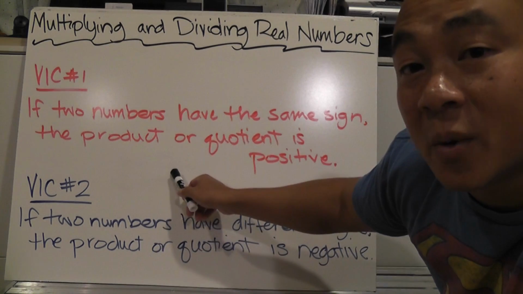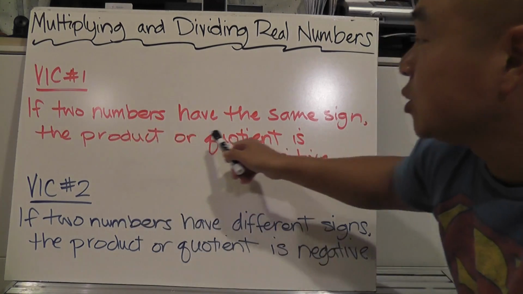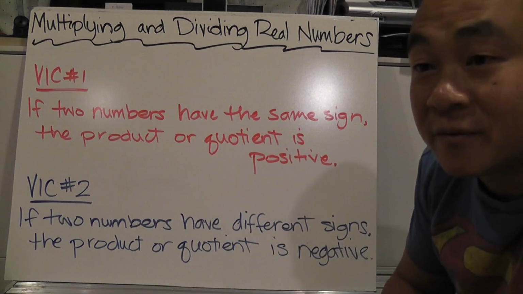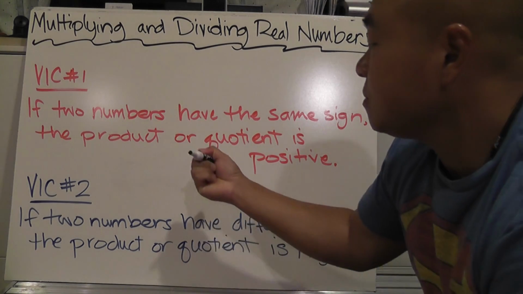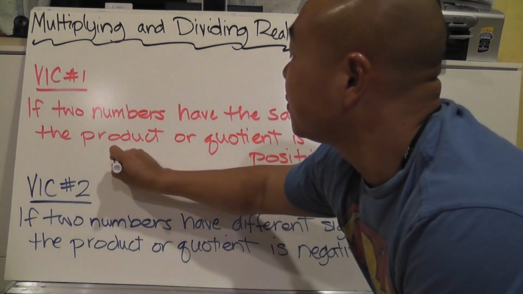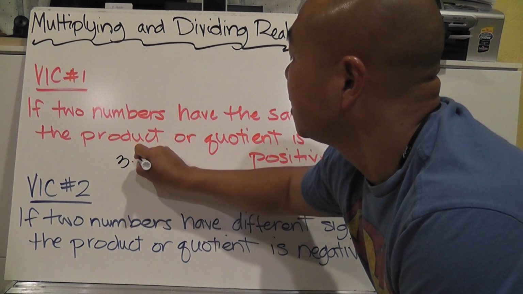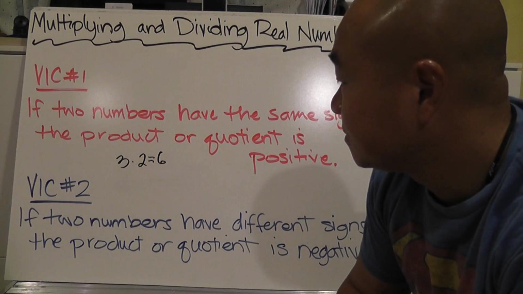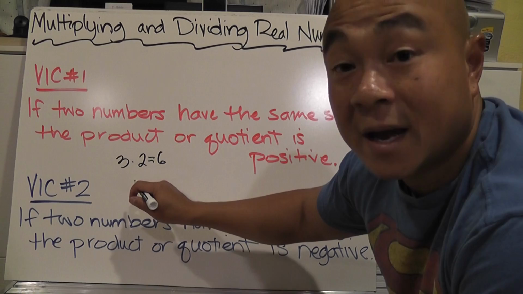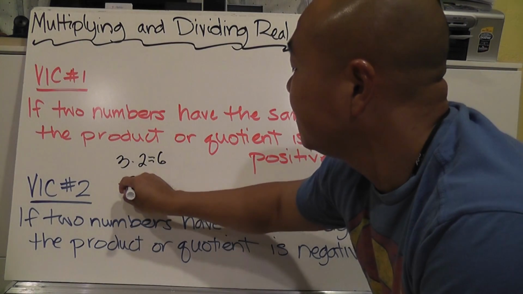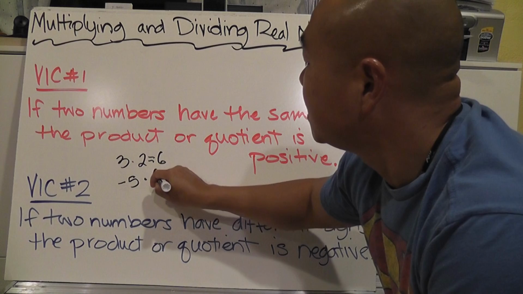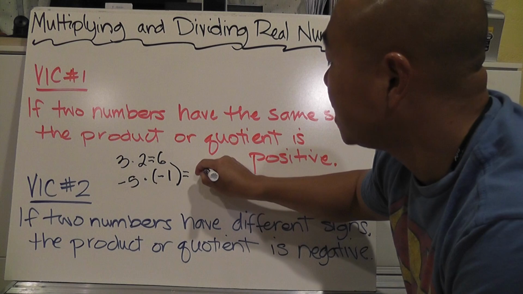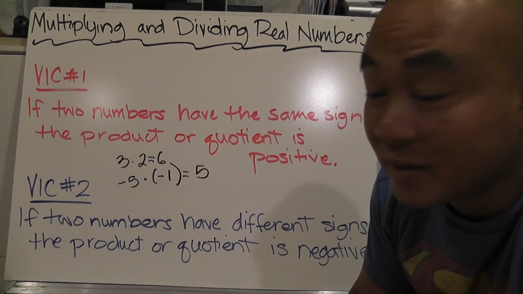Our first concept that we want to know is if two numbers have the same sign, the product or quotient is positive. So here's an example. If I take positive 3 times positive 2, I will get positive 6. Another example using a negative: negative 5 times negative 1. Negative and negative will give me a positive, and that will give me positive 5.